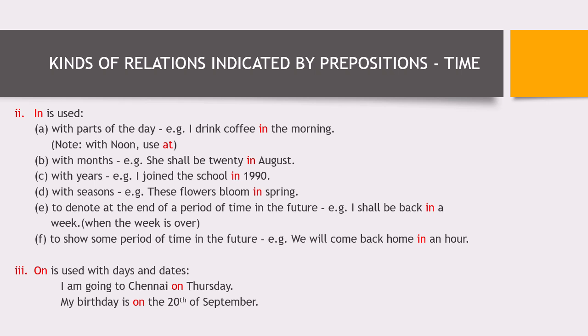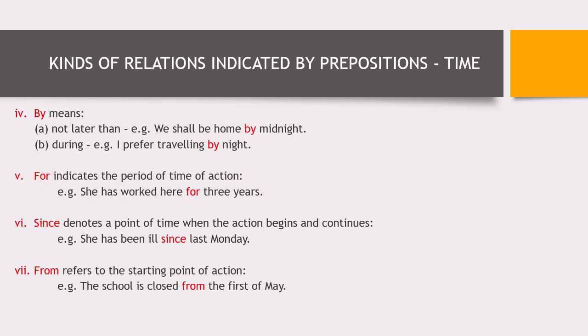3. On is used with days and dates. I am going to Chennai on Thursday. My birthday is on the 20th of September. Kinds of relations indicated by prepositions. Time. 4. By means a, not later than. For example, we shall be home by midnight. B. During. For example, I prefer traveling by night.